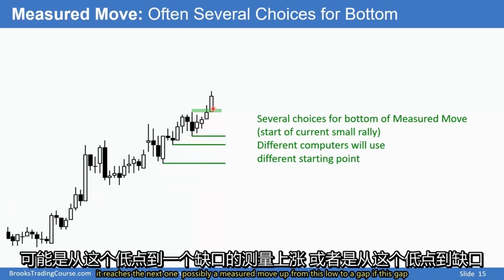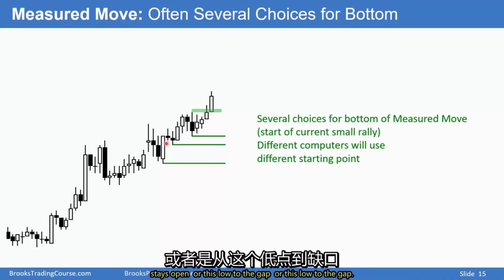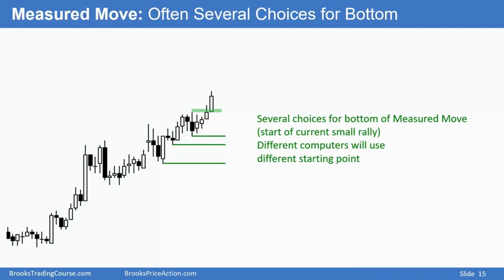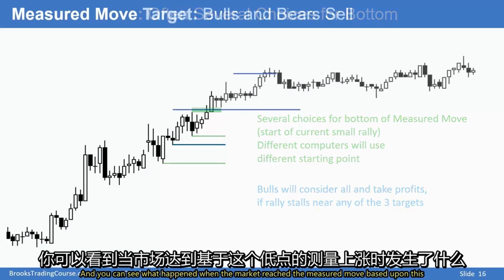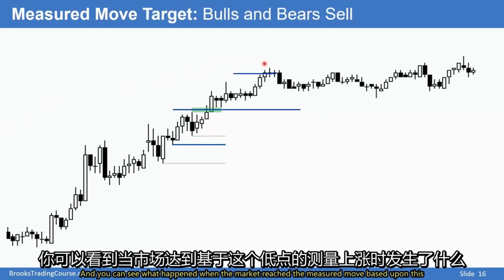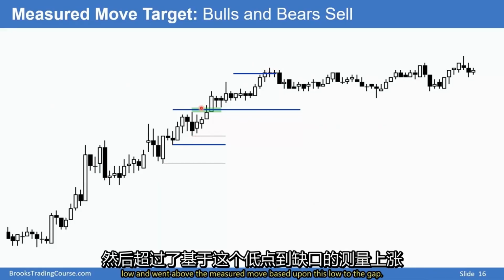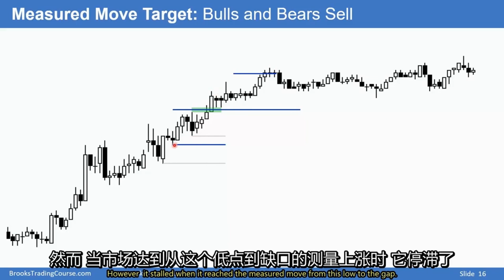Possibly a measured move up from this low to a gap if this gap stays open, or this low to the gap, or this low to the gap. And you can see what happened when the market reached the measured move based upon this low. It went above the measured move based upon this low to the gap. However, it stalled when it reached the measured move from this low to the gap.